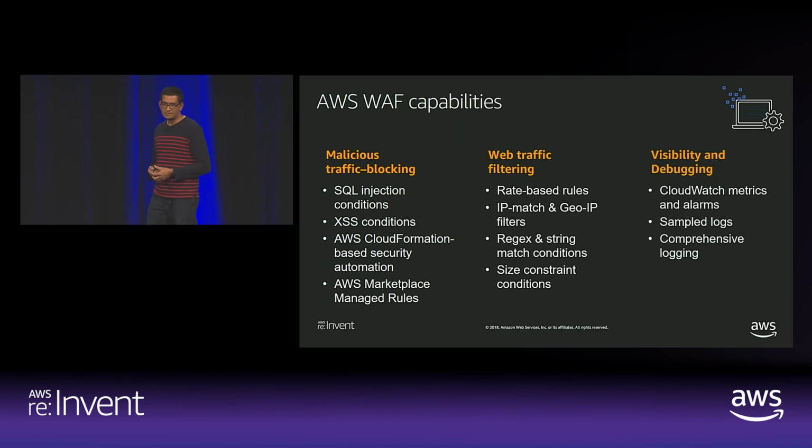And then WAF provides a number of visibility and debugging options. So you have CloudWatch metrics and alarms for traffic that's blocked or traffic that's allowed. And you can set different thresholds on these. There are sample request logs, as well as, more recently, comprehensive logging for every request that's inspected by WAF, whether that's directed to your CloudFront, ALB, or API Gateway.